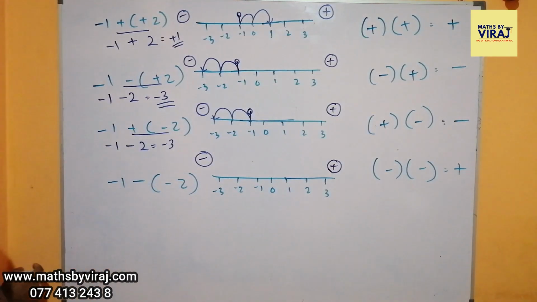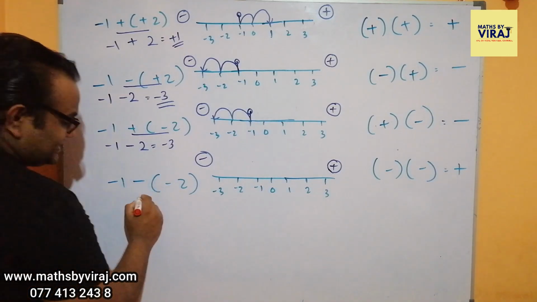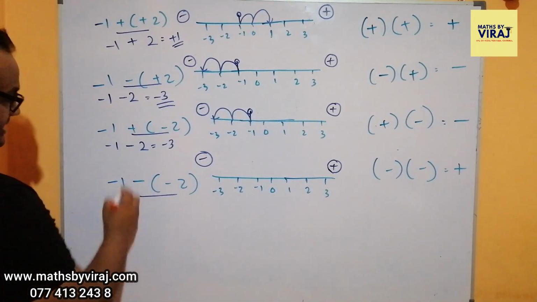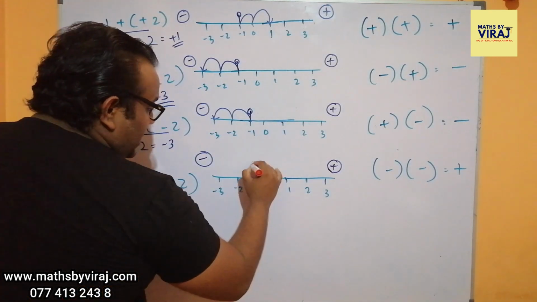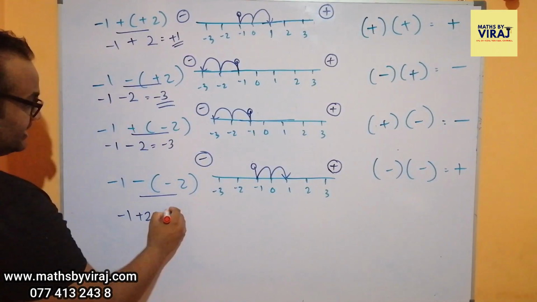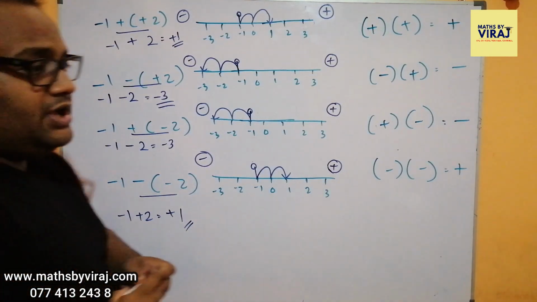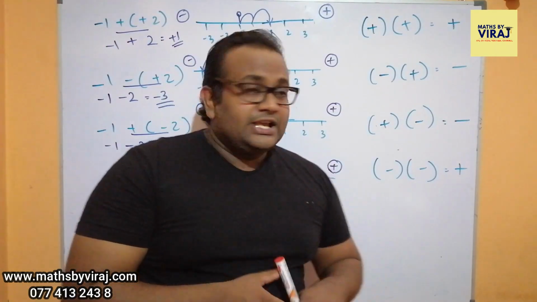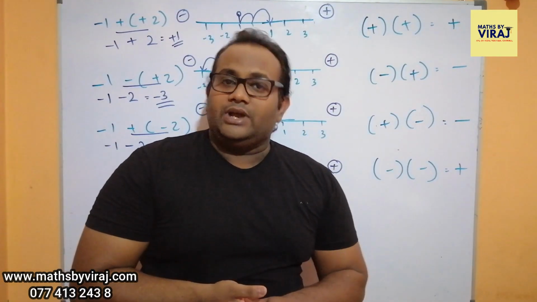In this case, we have minus minus. Minus 1, minus, minus 2. When there are two minuses together, the answer is plus. Therefore, minus 1 plus 2. I am in minus 1. I move towards the plus side 2 times. And the answer that I get is plus 1. Very easy. So now, using any set of numbers with a plus or minus and using a number line, following these guidelines, you should be able to do any sum.